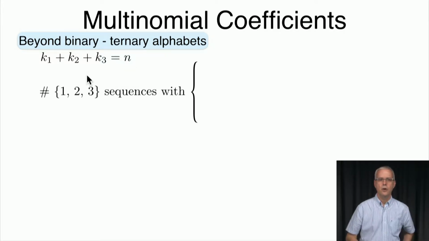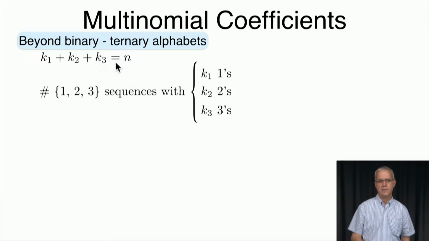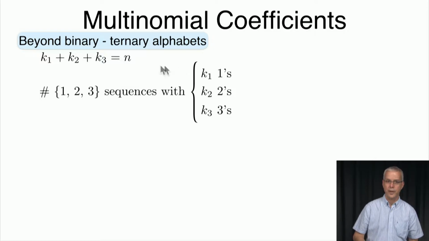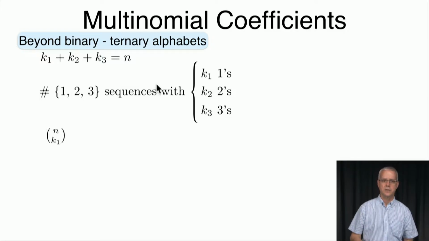Okay, so we're interested in the number of sequences over 1, 2, and 3 of length n, with exactly these numbers: k1 1s, k2 2s, and k3 3s. And because of that, as we have said, these ki's have to sum to n, because all the n elements are going to be either 1s or 2s or 3s. Okay, and we ask how many such sequences are there.